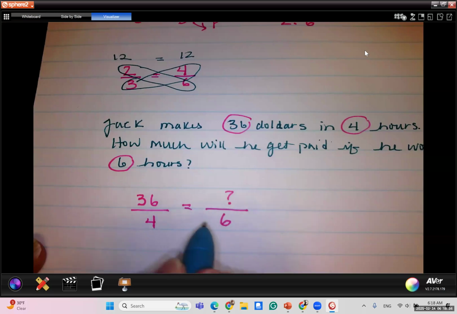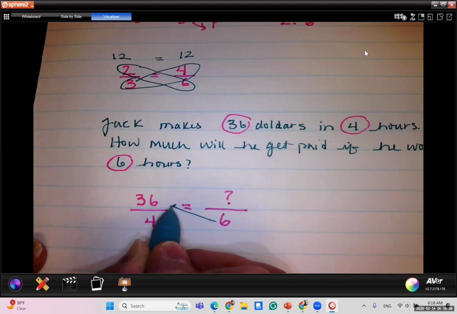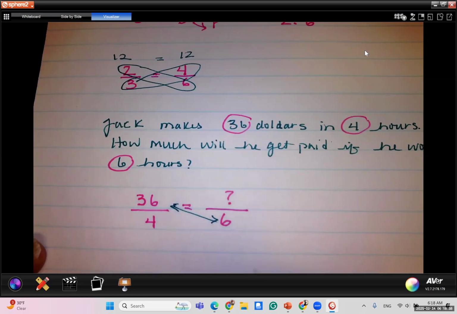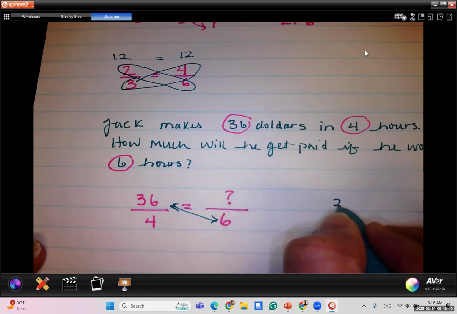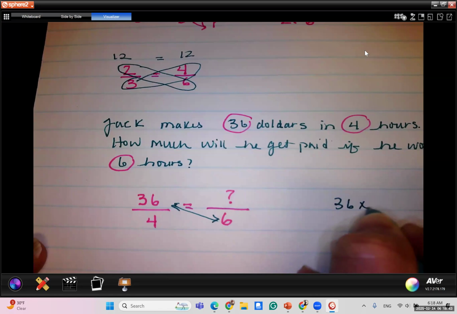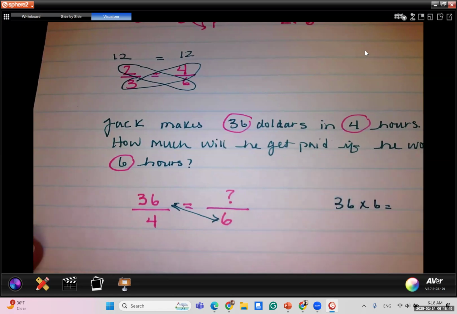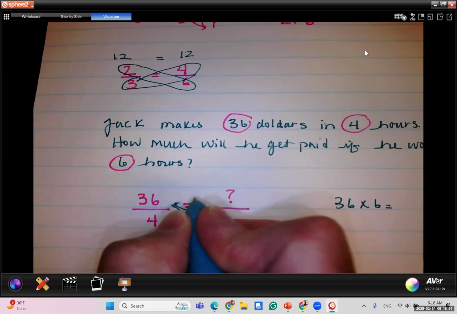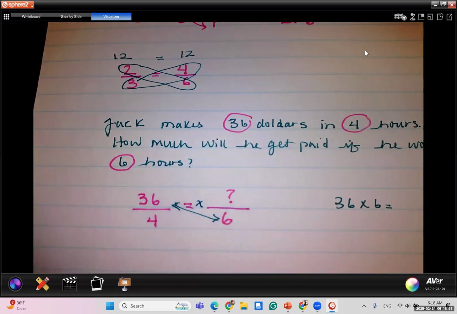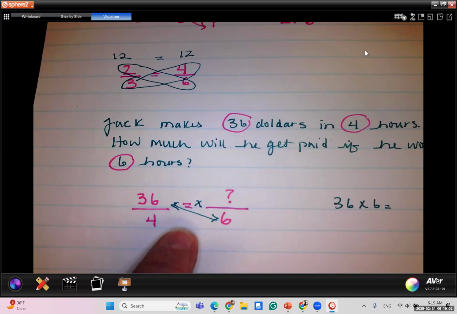And here's a shortcut. You're going to multiply the 2 numbers that are across from each other, okay? So 36 times 6. And then you're going to divide whatever that is by the remaining number. So multiply the 2 numbers that are across from each other. However they're across from each other, it doesn't matter. In this case, this is the way they're across from each other. They could have been this and that, okay? So multiply the 2 that you can multiply together.